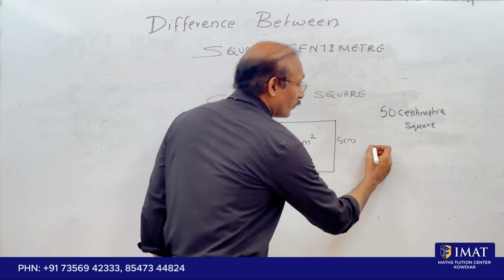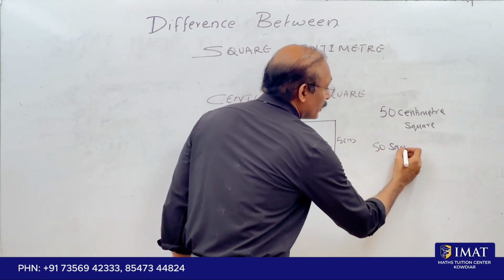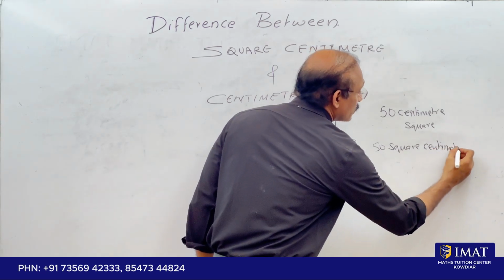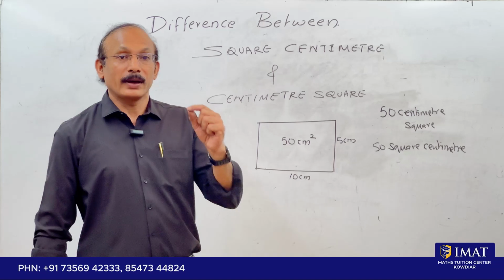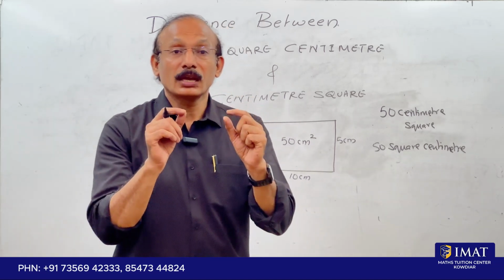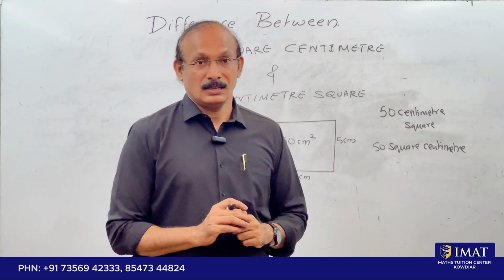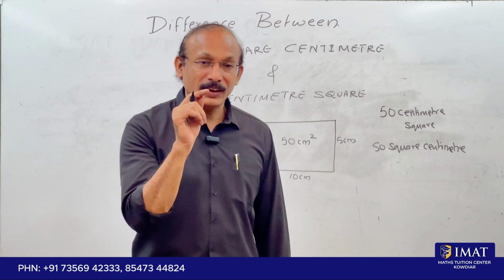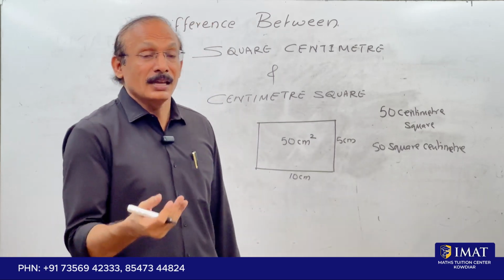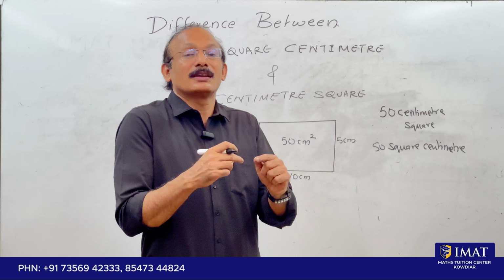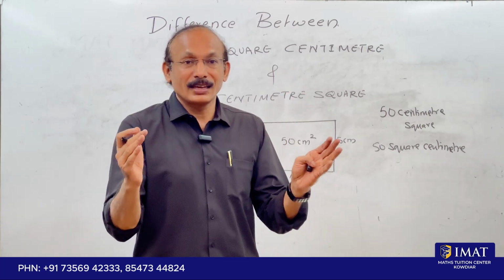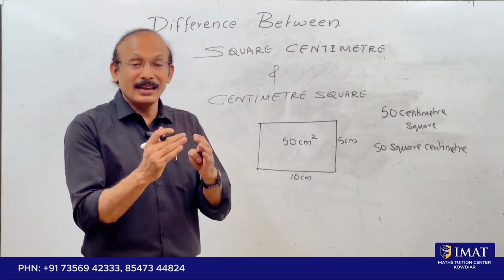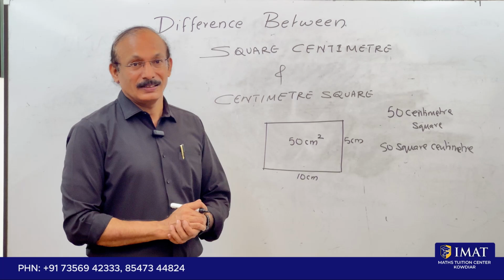And what do you mean by saying 50 square centimeter? See, 50 square centimeter means you have to take 50 squares of length 1 centimeter. Each square of length 1 centimeter has an area of 1. So likewise, you are taking 50 squares, so the total makes 50 square centimeters. So the area is 50 square centimeters.